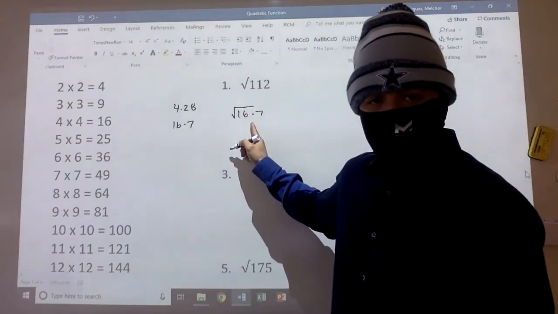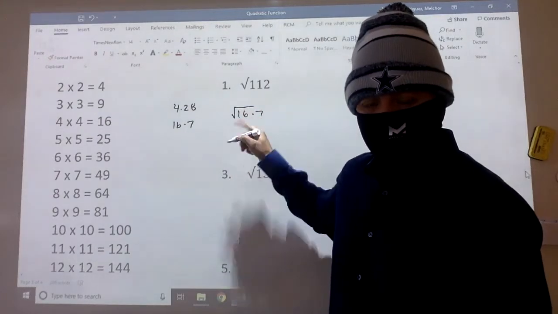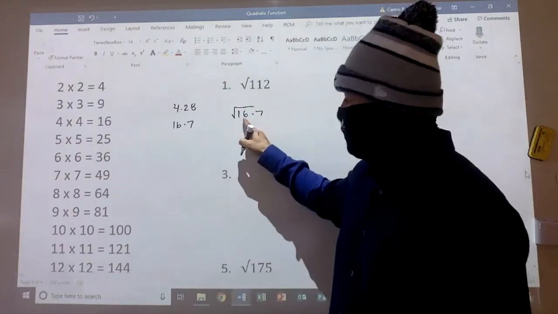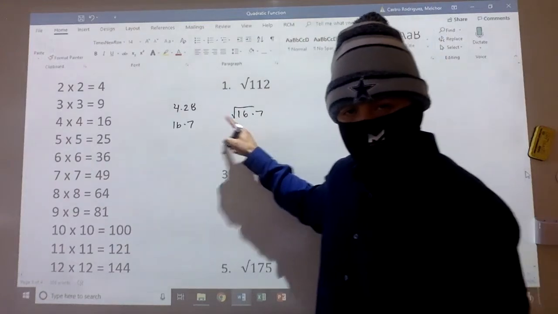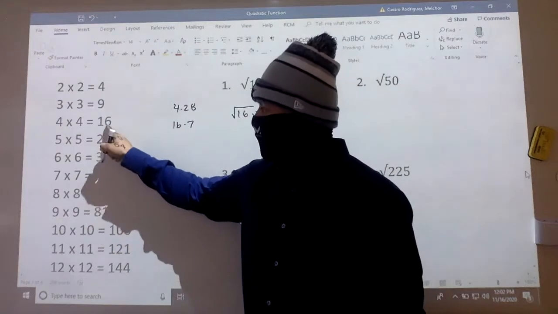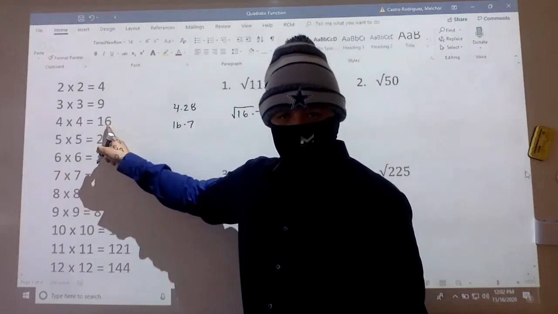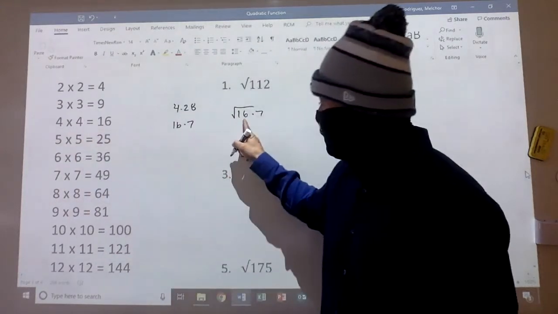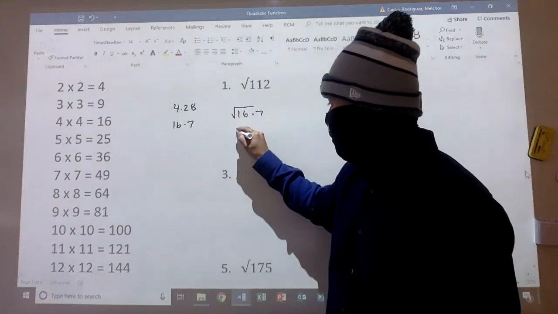16 times 7, that goes inside the square root. But my final answer is this. Square root of 16. If you see that the number appears on this side of my list, then the number that comes out is the one next to it. So 16 is here, so 4 will come out.